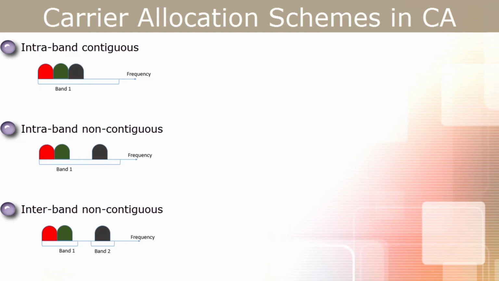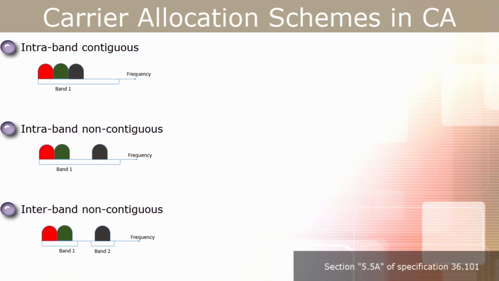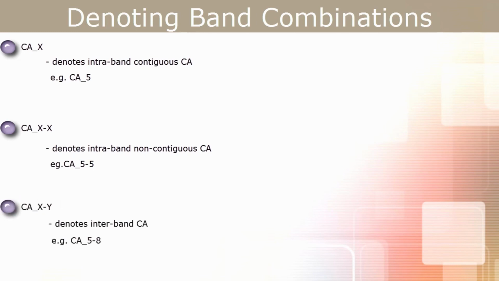To resolve this problem, 3GPP has defined all the allowed band combinations for CA. Section 5.5a of specification 36.101 has all the allowed band combinations. We can denote various band combinations using the following notations. One denotes intraband contiguous CA. It means component carriers belong to band X and all component carriers are contiguous. Another denotes intraband non-contiguous CA. It means component carriers belong to band X, but they have a gap between them. Another denotes interband CA. It means component carriers belong to band X and band Y.